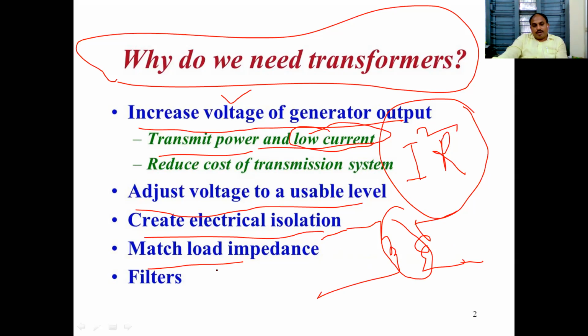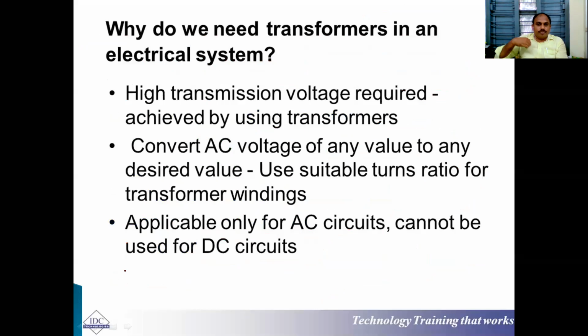Impedance matching, and transformers act as filters for DC. This impedance matching is used in electronic circuits. A transformer acts as a filter for DC components. Why do we need transformers in power systems? The high transmission voltage required is achieved by using transformers.